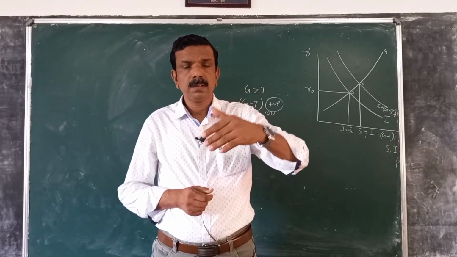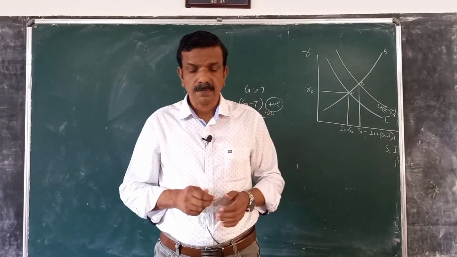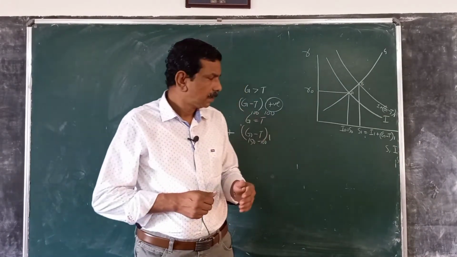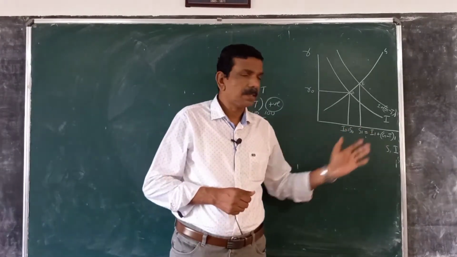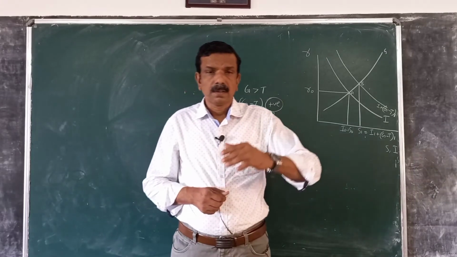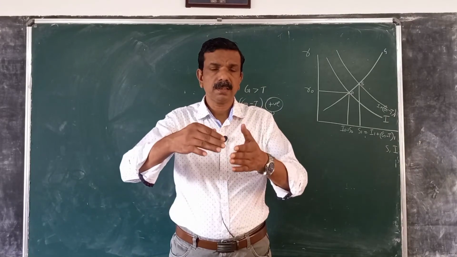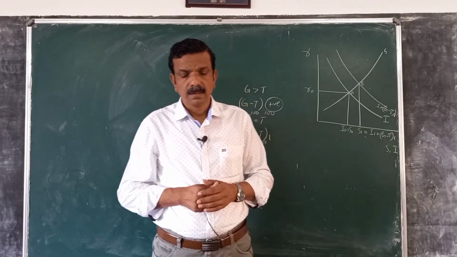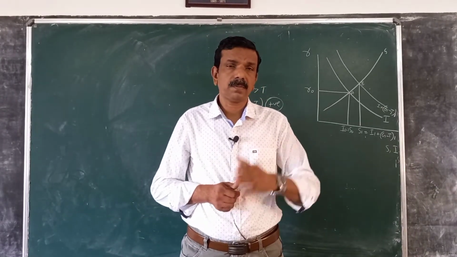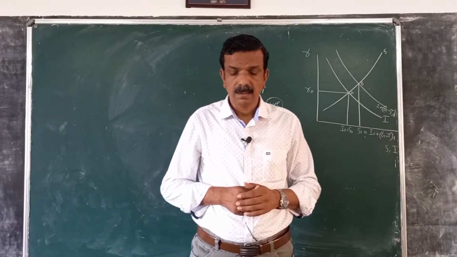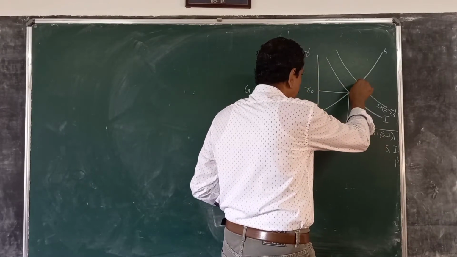Now, increase in government spending creates increased demand for loanable funds as government sells bonds to the public to meet increased spending. So, there is an excess demand for loanable funds over the supply of loanable funds. As a result, the rate of interest increases from R0 to R1.